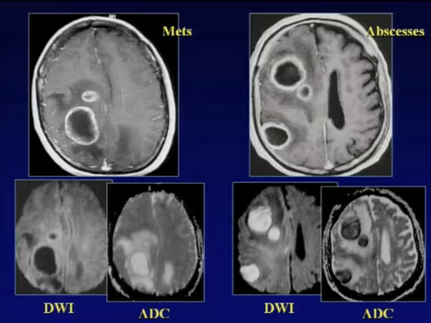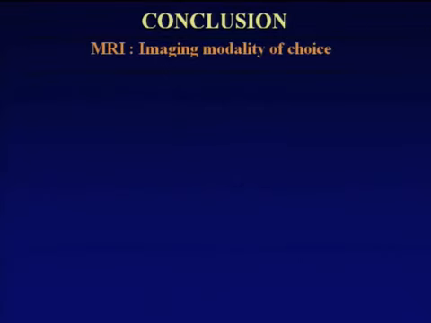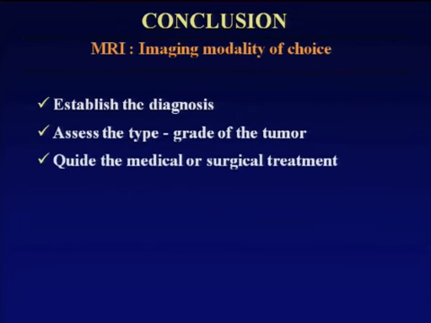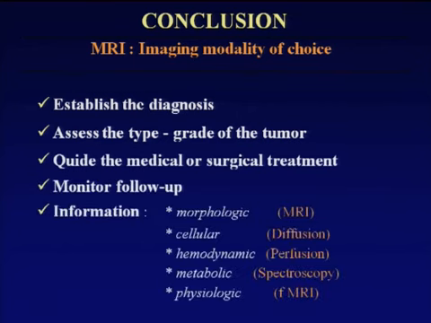So, to conclude, MRI is the imaging modality of choice to detect and characterize a brain lesion, to establish the diagnosis, to assess the type and the grade of the tumor, to guide the medical or surgical treatment, to monitor follow-up, and to give all this information. Nowadays, the radiological diagnosis is not strictly just to detect, to identify a tumor. We can give information about, of course, the morphology, but also the composition of the tumor, the hemodynamics, the metabolism, and the physiology. Thank you very much.